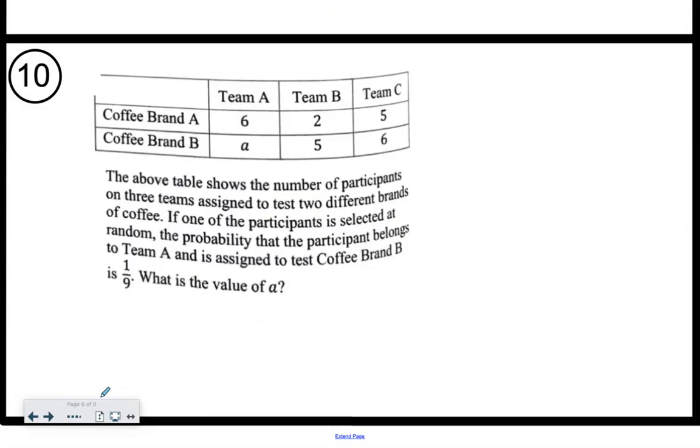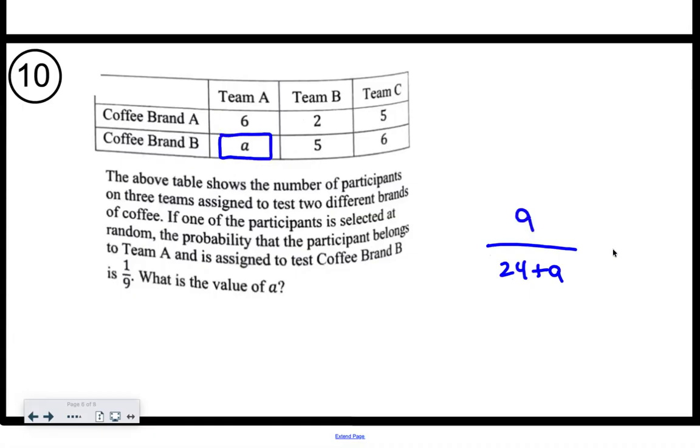So here, if one of the participants is selected at random, the probability that the participant belongs to team A and is assigned to test coffee brand B. Okay. So it's just one of the participants is selected at random. So that's everybody. So that means my denominator is going to be all of these added together. So that's 8, 18, 24 plus A. And then the probability that the participant belongs to team A and is assigned to coffee brand B. So team A, coffee brand B, that is A.